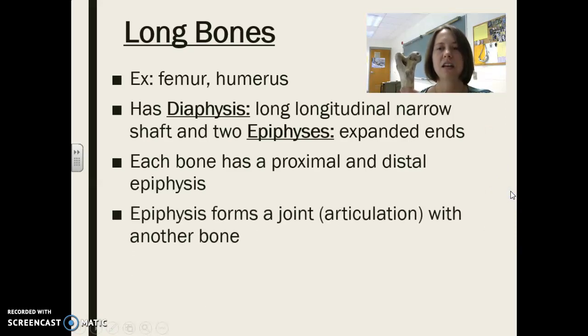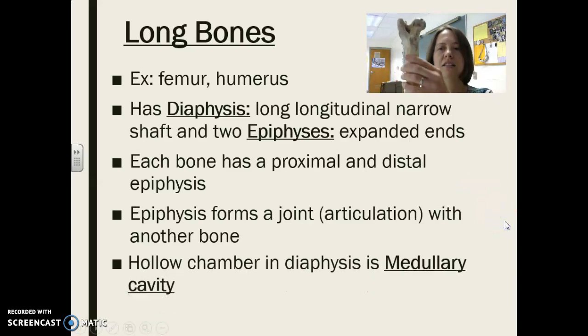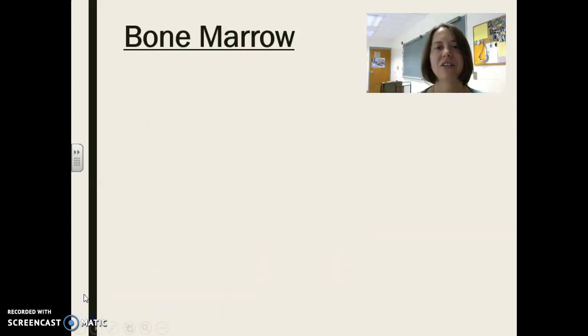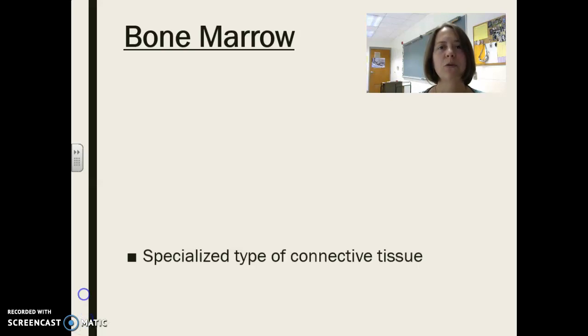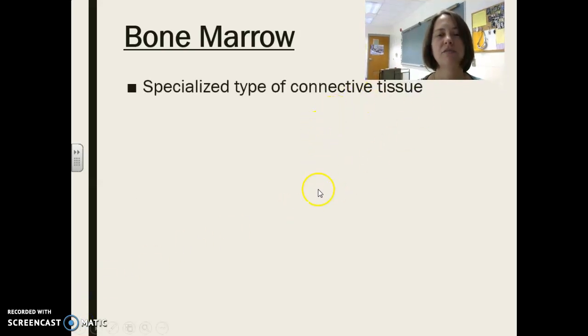The epiphysis is what forms the joint. It's also called an articulation with another bone. And then inside the diaphysis is a hollow chamber, which is called the medullary cavity. And this contains inside here bone marrow. So let's talk a little bit more about bone marrow, which is a specialized type of connective tissue.